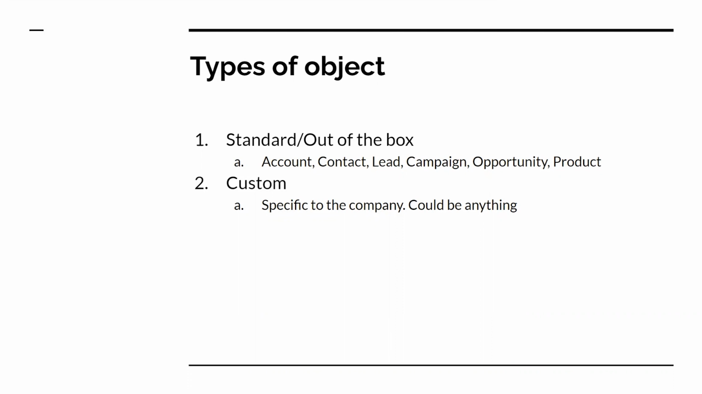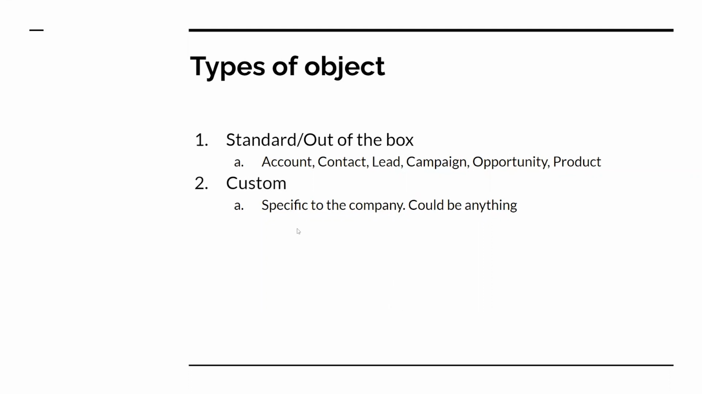So your standard objects, the most common ones you'll see, and which you need to be familiar with for your admin exam. This isn't by any means all of the standard objects, but the most common ones which you should have a good understanding of are accounts, contacts, leads, campaigns, opportunities, and products.